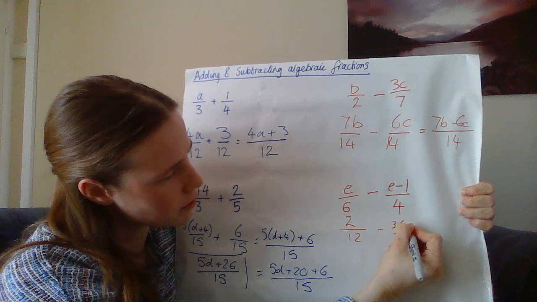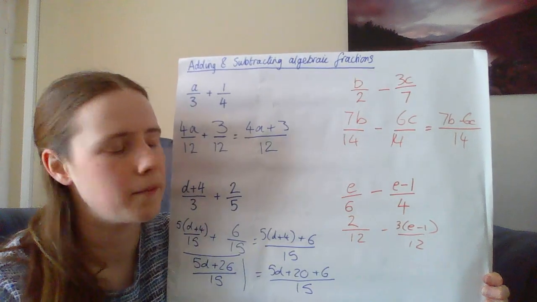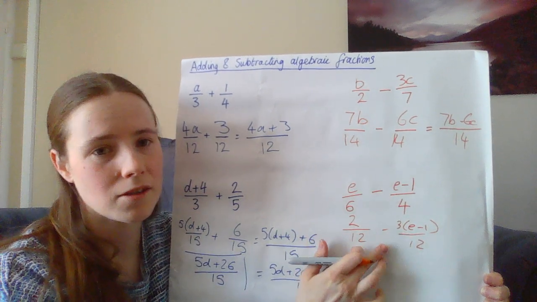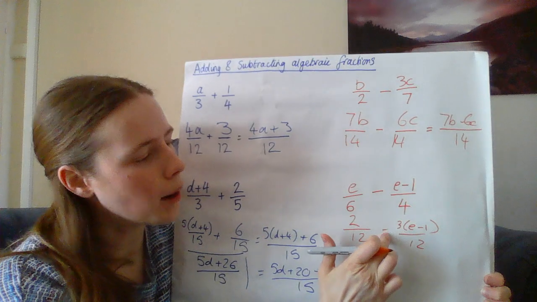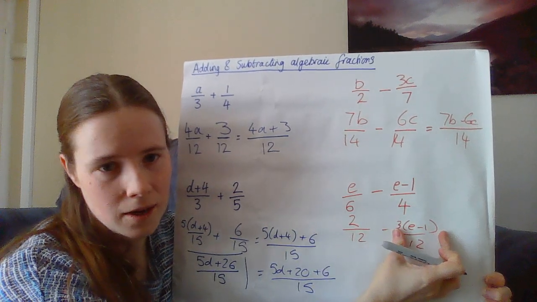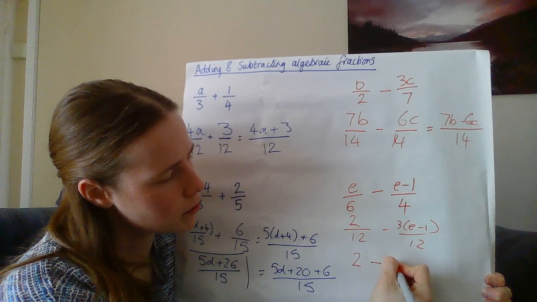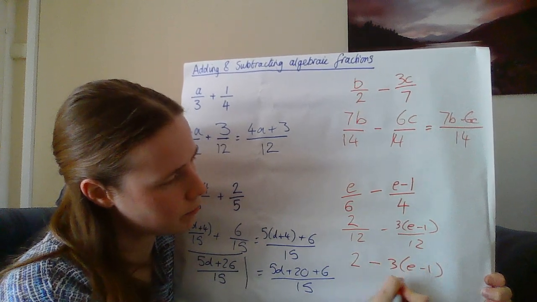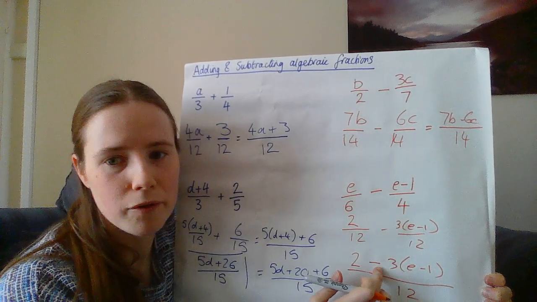So 3 lots of e minus 1, writing it as a bracket, and I will expand it in a minute. These ones will show you why it's so important to write the brackets, because you'll make sure you don't go wrong then. I'm minusing all of that. So I'm going to now write this as 2 minus 3 bracket e minus 1 all over 12. That minus is with that 3 now.